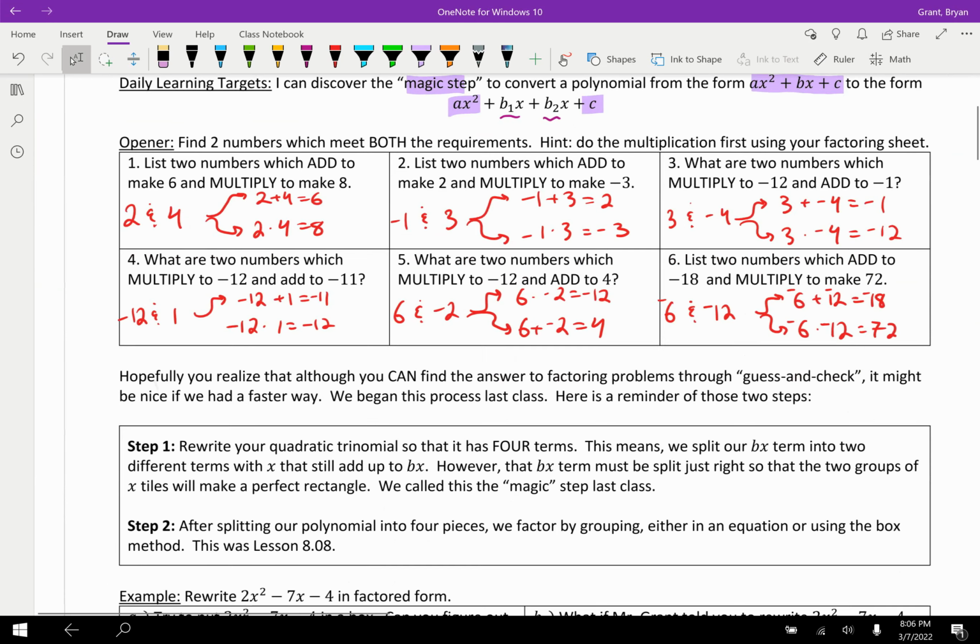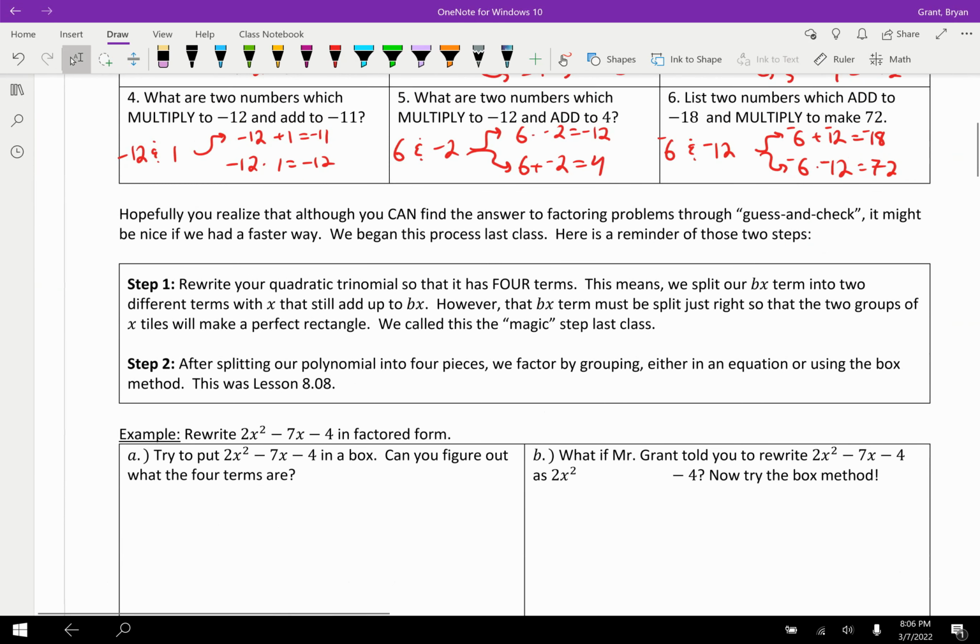But before we understand why, let's go ahead and backtrack. So, hopefully you realize that although we can find the answer to factoring problems through guess and check, it might be nice if we had a surefire way that would work every single time. And we started this process last class. There are 2 steps, and so here's a reminder of those 2 steps.